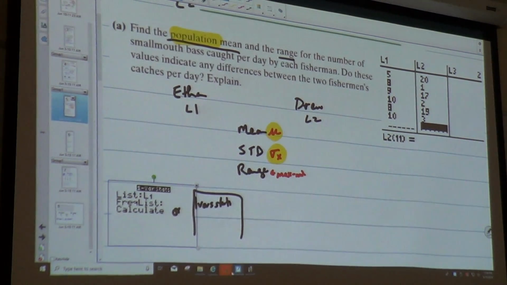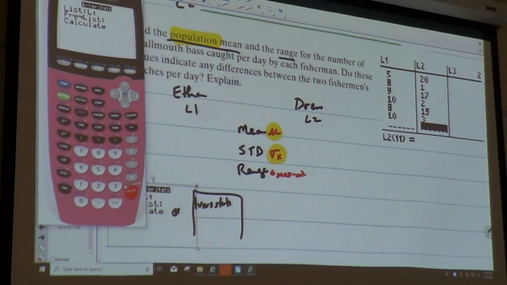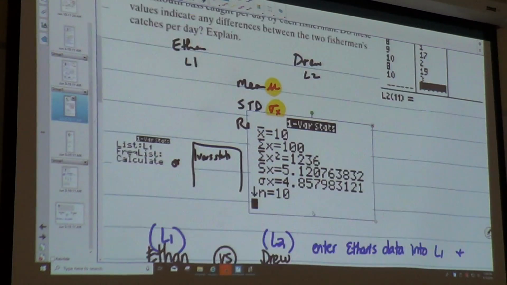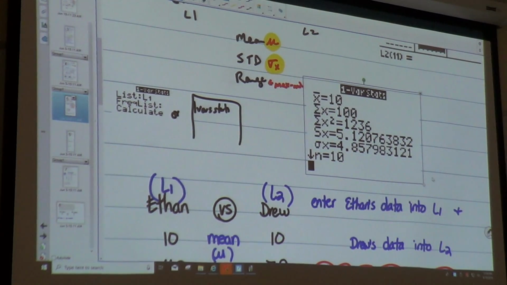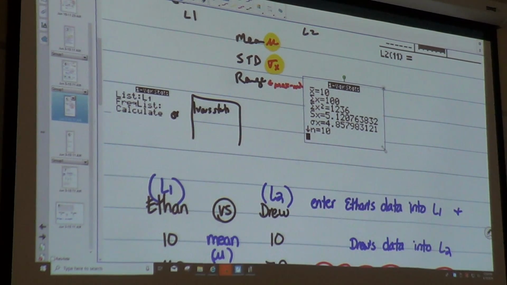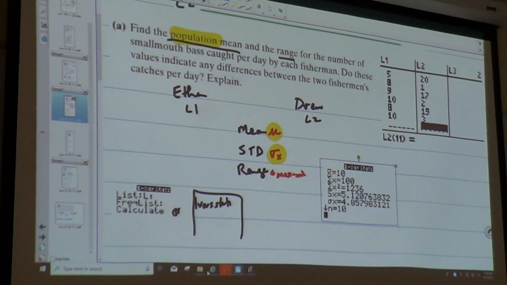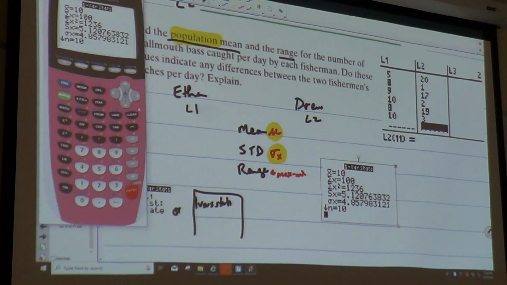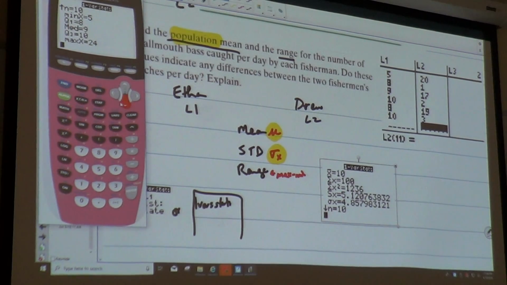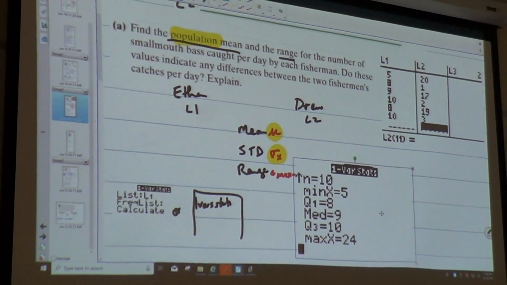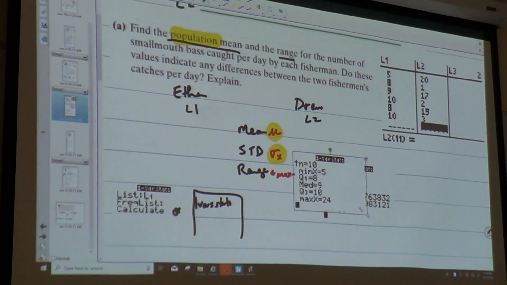So I'm going to do my enter. And then I'm going to come down and do second page. So this is my Ethan. This is my L1.